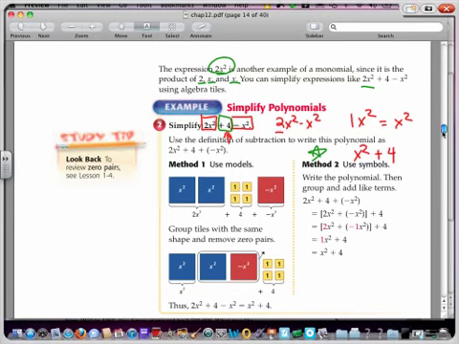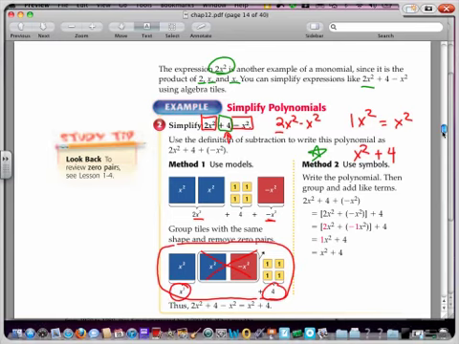Now, let me explain what they're doing in method 1 so you can take a look at it. They're using models, and they're saying that the big blue squares are x squared terms, and there's 2 of those. And then the negative x squared is the one big red one, and the numbers are just little yellow squares. They're rearranging them down here. A blue and a red together cancel each other out, so that gets canceled out. I'm left with x squared plus 4.